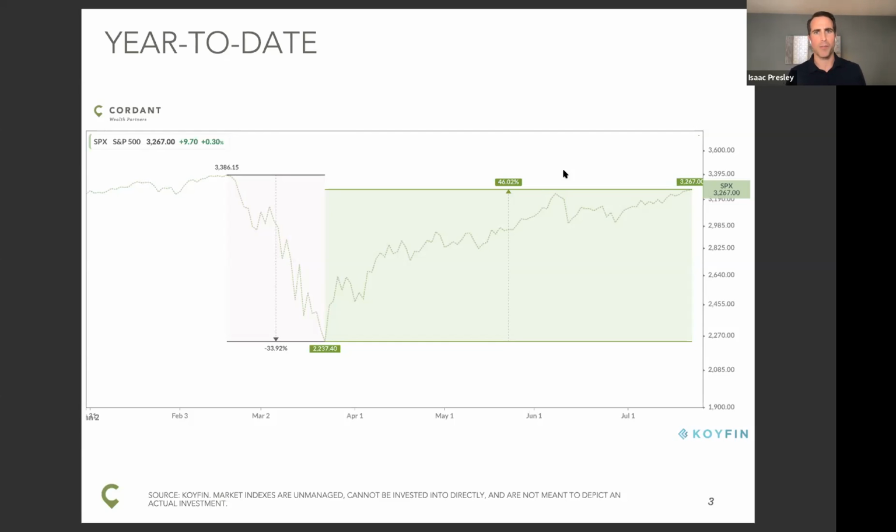Obviously, we're looking at just one index here. This is the S&P 500 again. There are other indexes and other markets around the world, small cap stocks, international stocks, things like that, that are going to have different year-to-date performance. But just honing in on the S&P 500, that's where we are so far year to date, which is pretty remarkable given everything that's gone on in 2020 so far.